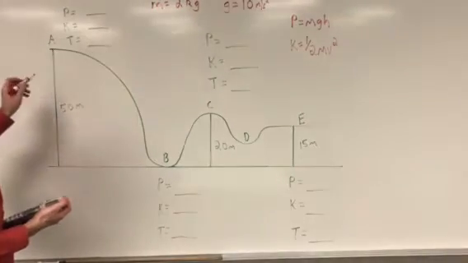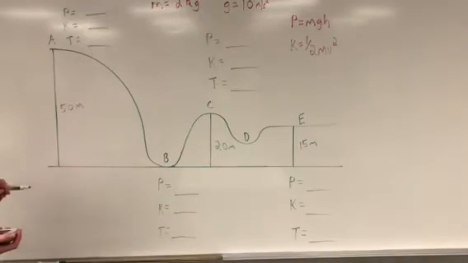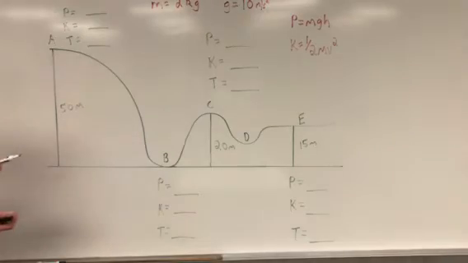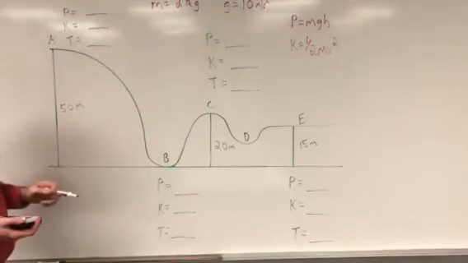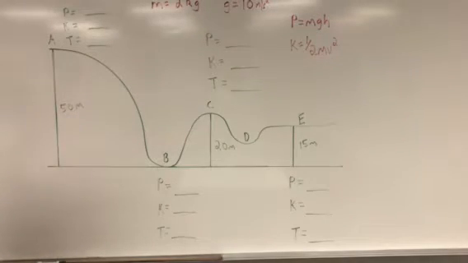Okay, so I've drawn a track here that's very similar to the problem that's on your sheet. I've just changed the numbers. So instead of a mass of 10, I have a mass of 2, and then I've changed the heights of the track as well. But the letters are the same, and the shape of the track is the same.